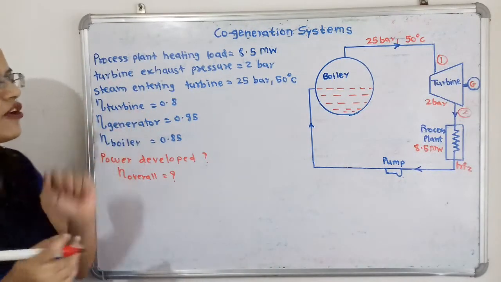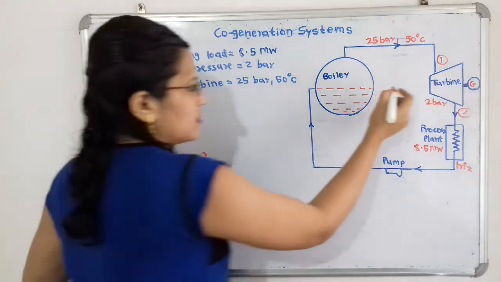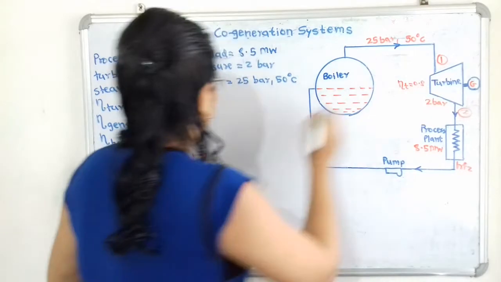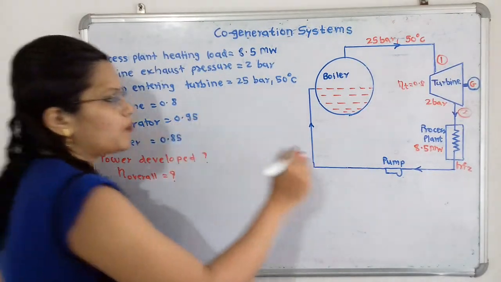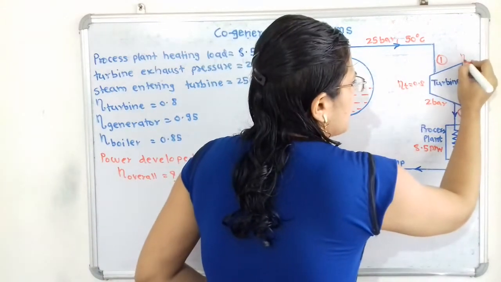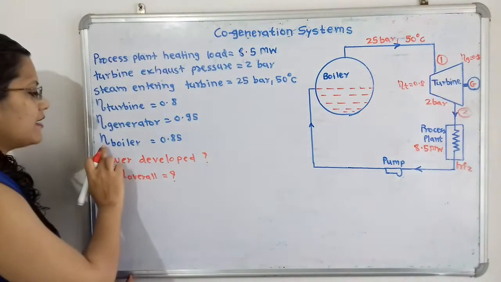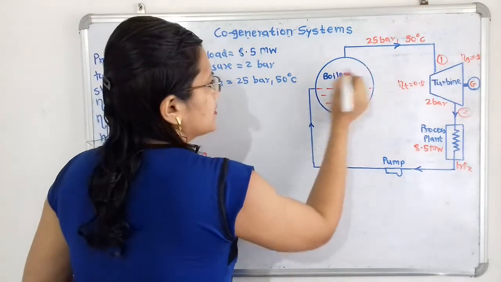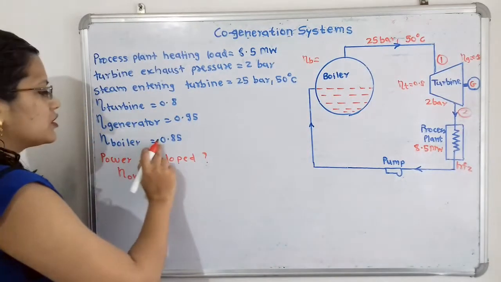Then the efficiency of the turbine is given, that is eta T is equal to 0.8. So I will write here eta_T = 0.8. Then the efficiency of the generator is also given, it is 0.95. So we will write here eta_G = 0.95. And the efficiency of the boiler is also given, so I will write here eta_B = 0.85.